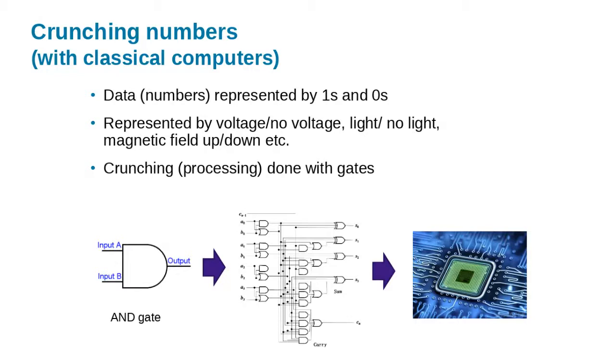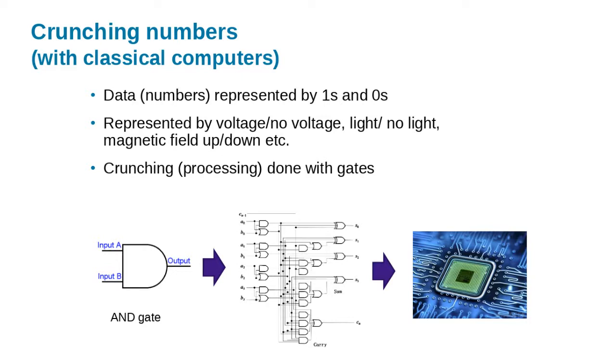So what I look at is something that could be useful for quantum computing, but going back to classical computers, so the computers that we use now, the data is represented by ones and zeros in the circuit, and this could be represented by a voltage or no voltage usually, or light or no light, for example, in an optical fiber or in a CD recorder, or a magnetic field up or down in a hard disk.